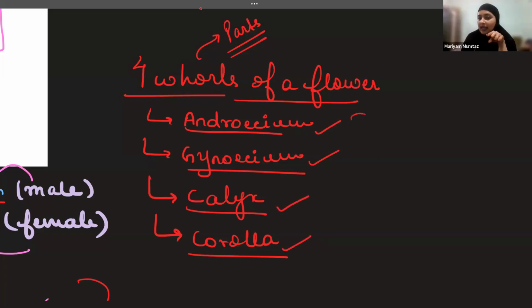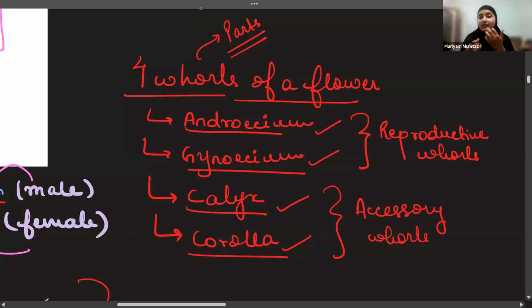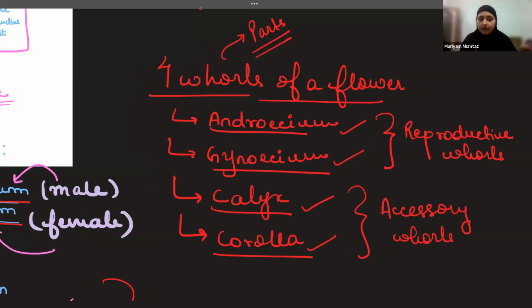Now, androecium and gynoecium, these two together are known as the reproductive whorls. Yes, they are the most essential. And then these are the accessory whorls. What I mean by accessory is that they are not directly participating in reproduction, but they are helping the reproduction, like how accessory pigments help the process of photosynthesis. Same way here, the accessory whorls will help the process of sexual reproduction.